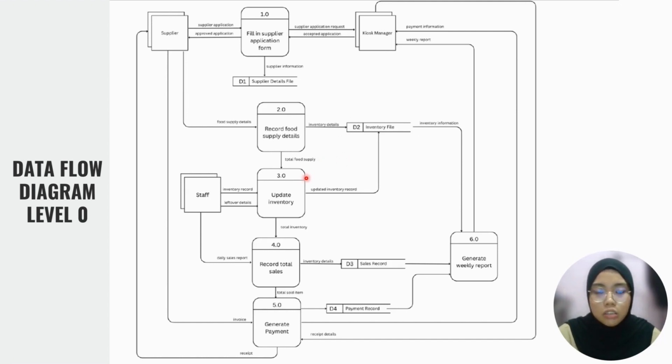The third process for this diagram is 3.0, update inventory. In this process, it involves 3 inputs and 2 outputs. The first input is from the previous process, which is total food supply.